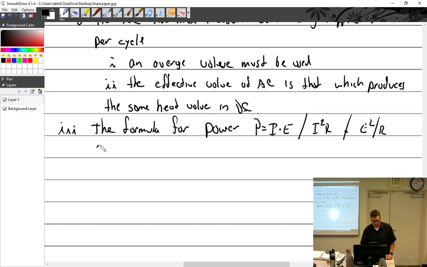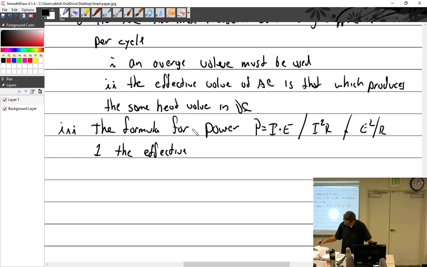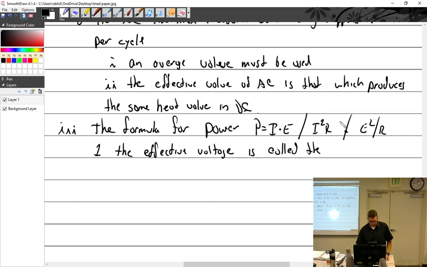So just cut out a lot of stuff. Yeah, we'll say effective voltage. Yeah, I'll work with that. Effective voltage is called the root mean square, or RMS value.